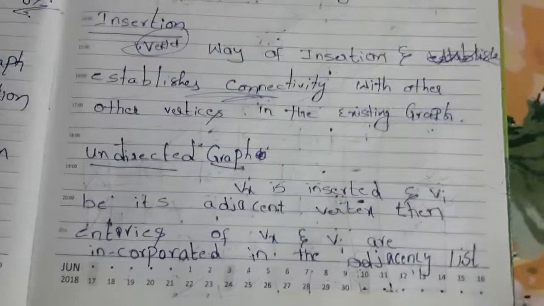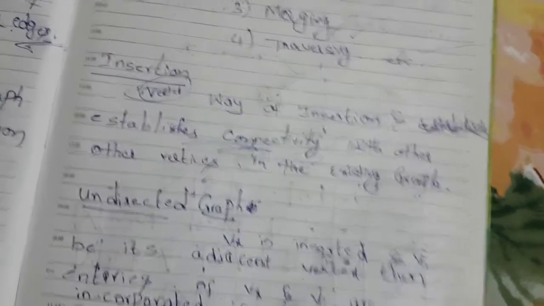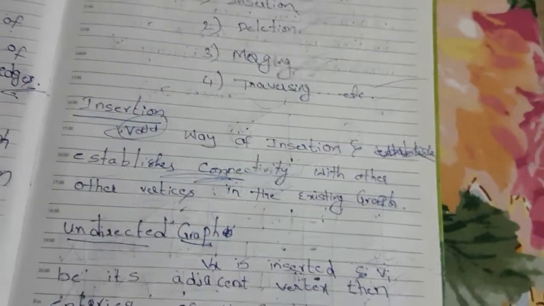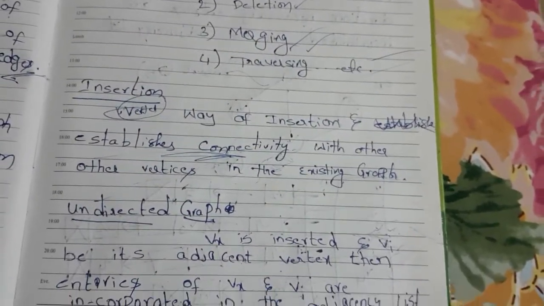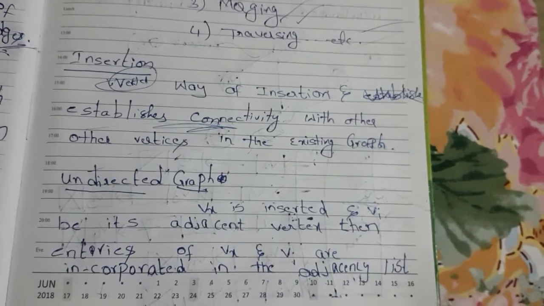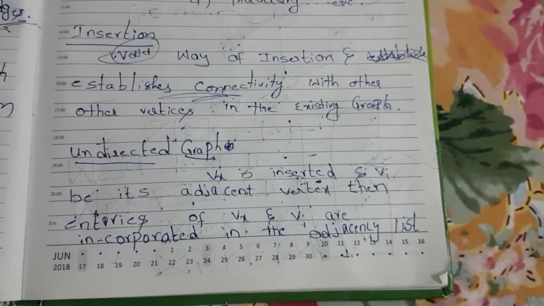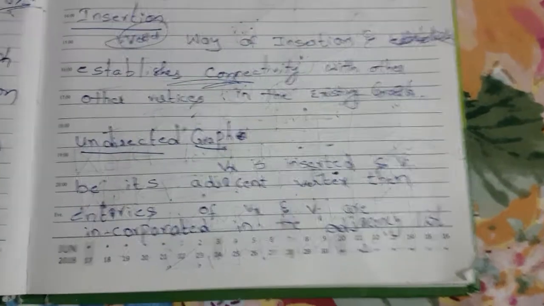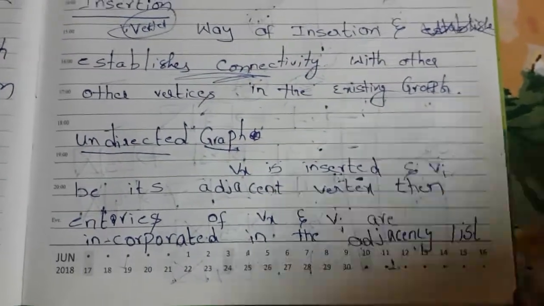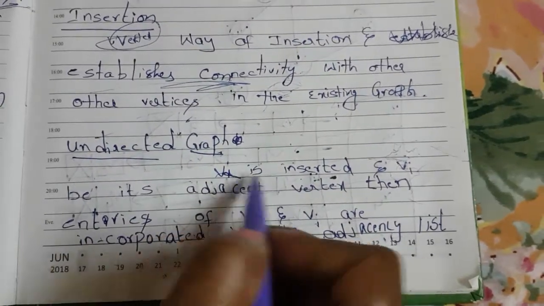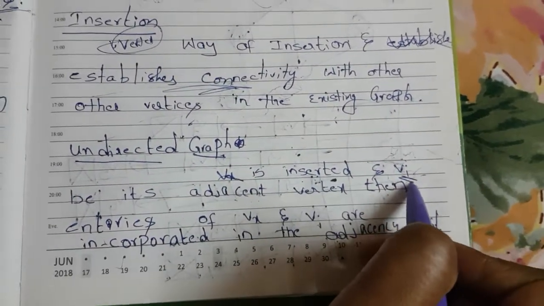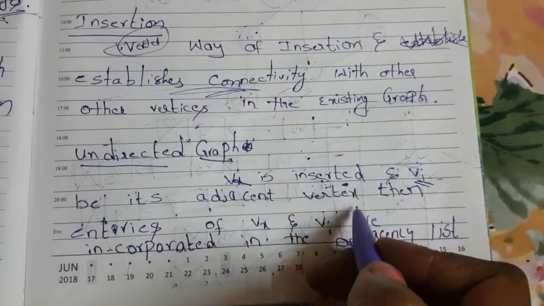And then next, the insertion has two types: undirected graph and directed graph. Graphs are of two types, directed and undirected graph. In which way are we providing insertion in directed or undirected? So v of x, the v of x is a vertex inserted to v of i, the adjacent vertex.